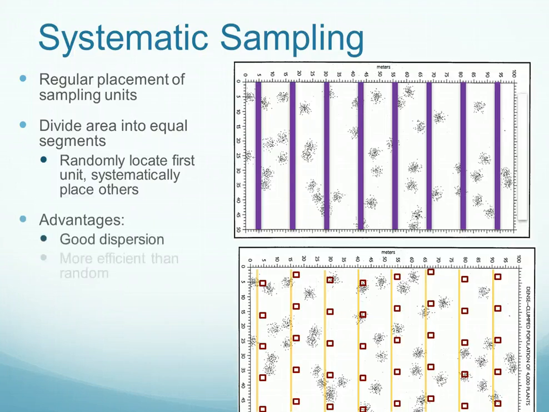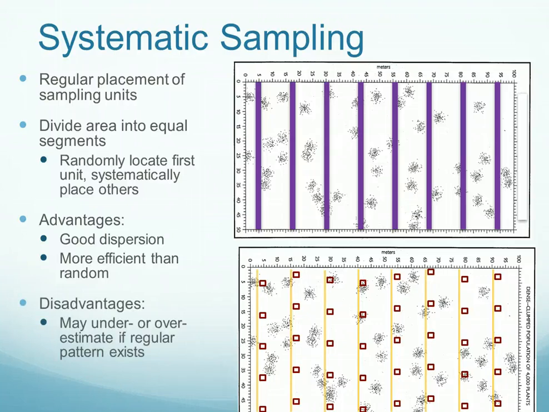The advantages of systematic sampling is that it does give good dispersion, and it can be far more efficient than random sampling. Potential disadvantages are that we can under or overestimate the attribute of the variable of interest if there are some regular patterns in the vegetation, and because these are not randomly located, there is the potential for bias.